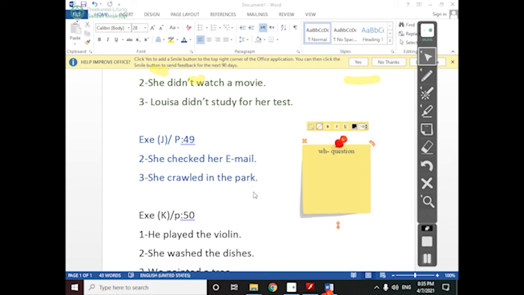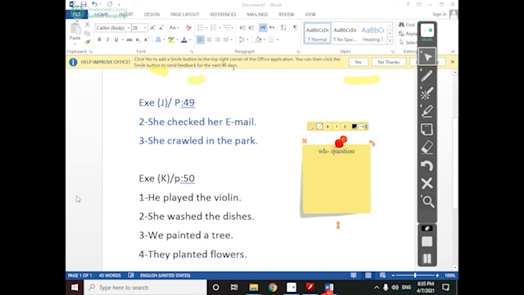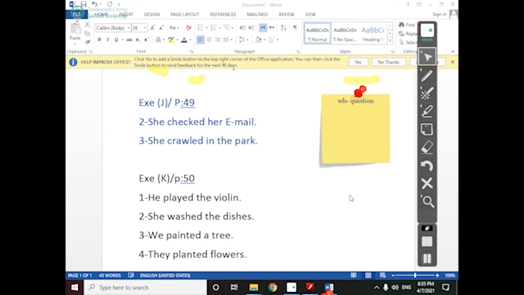Okay, now let's move to page 50. The exercise K, page 50. طبعا this is a very important exercise كمان يا رابع. How to form a sentence using past tense. برضو اكتبوا لي this note please. To form a sentence using verb 2, you start with the subject plus verb 2 plus complement.